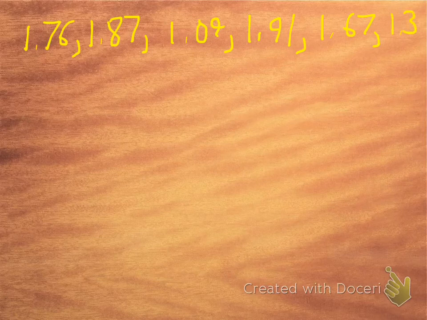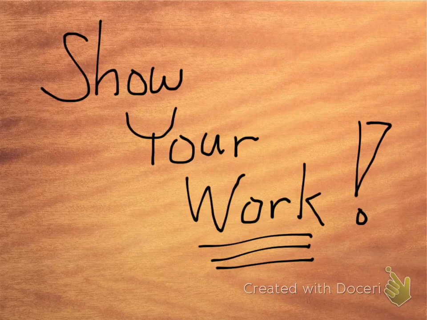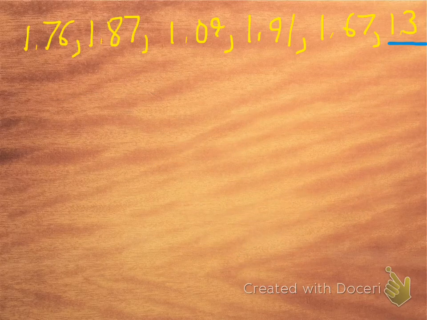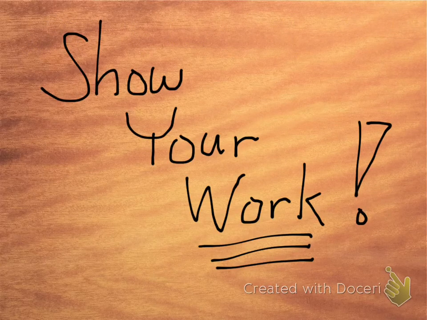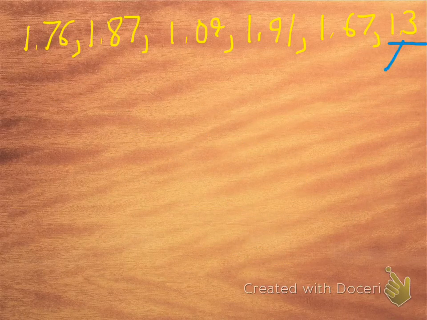Alright, now we're going to look through these. They all have a whole number, a decimal point, and then 2 decimal places, except for this one. So we are going to try to squeeze in a 0 up there. Alright, we're not going to successfully squeeze it in, so we're going to rewrite this one as 1.30. Okay, now we can compare all these numbers.